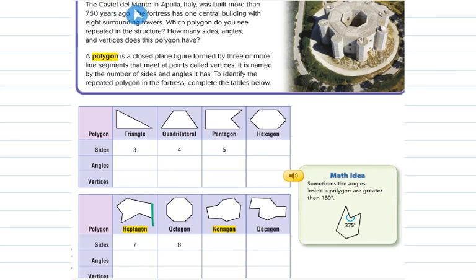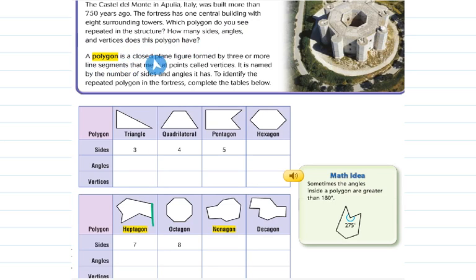The Castel del Monte in Apulia, Italy, was built more than 750 years ago. The fortress has one central building with 8 surrounding towers. Which polygon do you see repeated in the structure? How many sides, angles, and vertices does this polygon have?